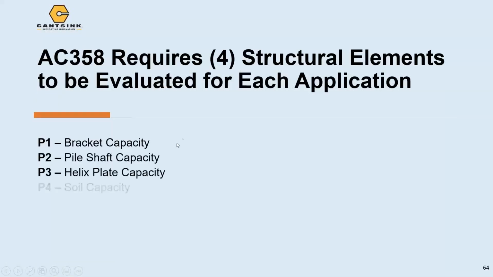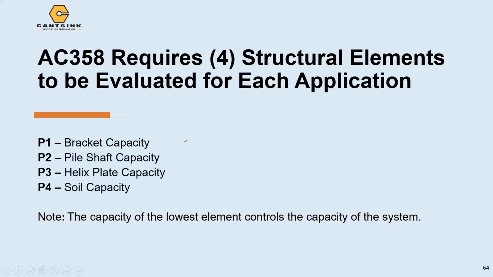Now, basically, the four structural elements that are evaluated for a helical pile: you have the bracket. You have to really figure out the capacity of that bracket. We call it bracket capacity, and that's the connection between the helical pile and the foundation. Then you have the pile shaft capacity. You have to really check it in compression, tension, and torque when you twist it. We do the torque rating of that helical pile shaft.